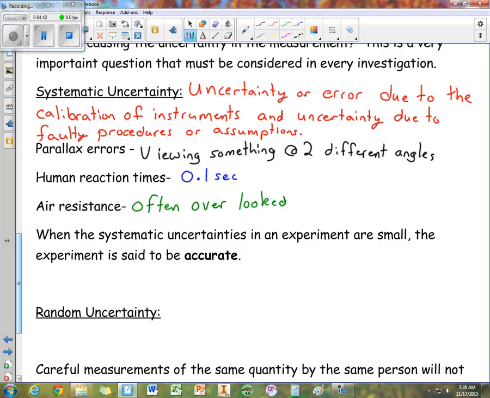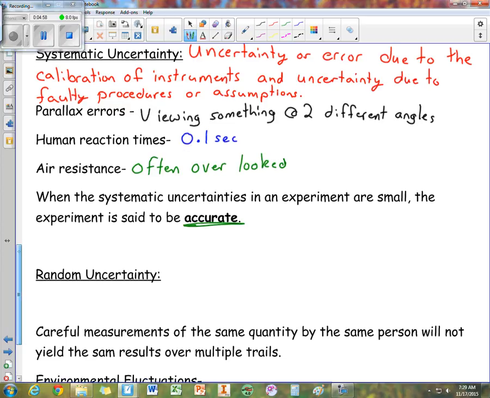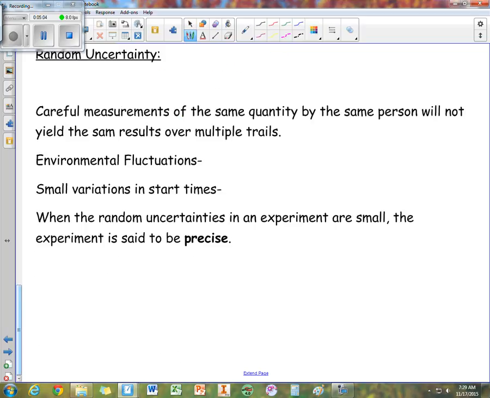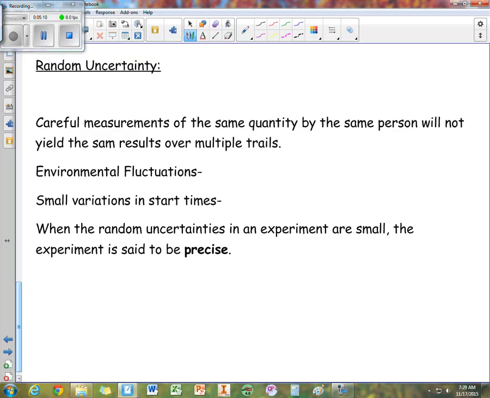Now, when the systematic uncertainties in an experiment are small, the experiment is said to be accurate. And we talked about how a low accuracy is a low percent error. Okay, the next type are the random errors or random uncertainty. So, again, this is kind of a longer definition.